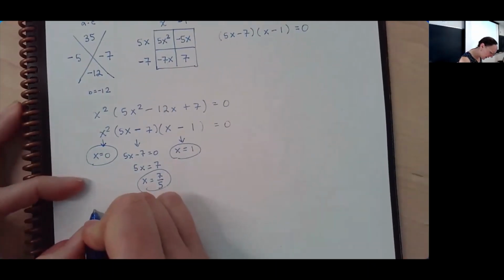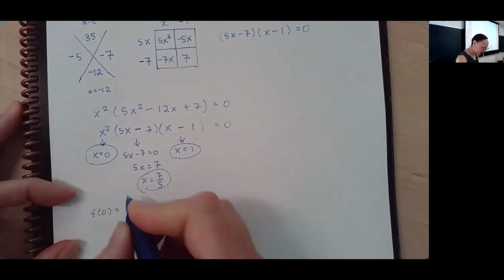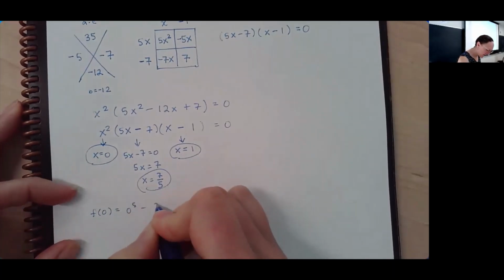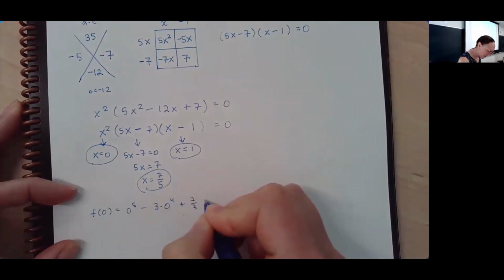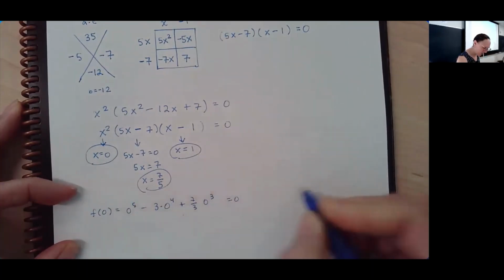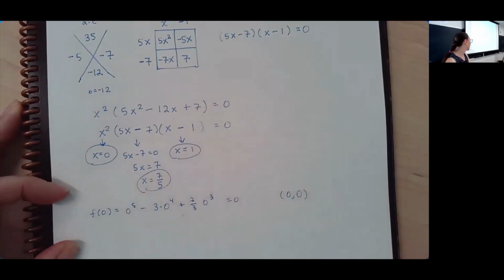So f of 0, that one's pretty easy. 0 to the 5th times 3 times 0 to the 4th plus 7/3 of 0 cubed. I get 0. So 0, 0 is one of our points.